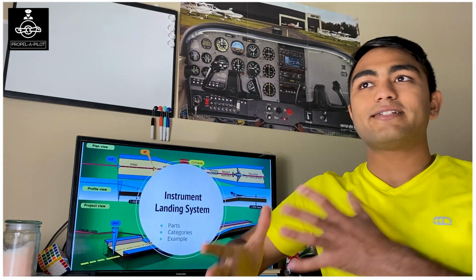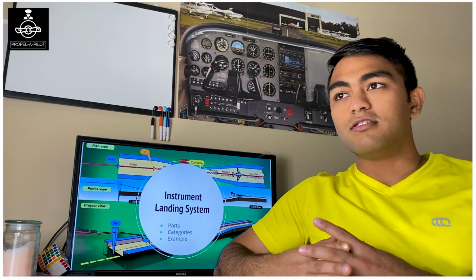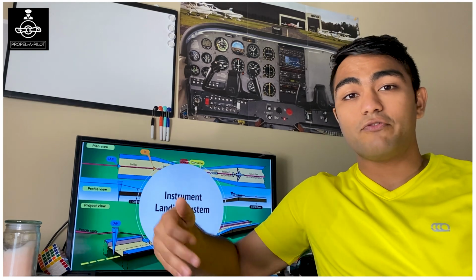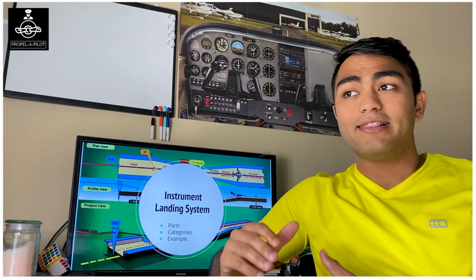Now you have a basic idea of what the instrument landing system is. What are the components? What are the guidance equipment? How do we use these guidance equipment? Now let's take an example of an ILS approach, or multiple examples of an ILS approach, and then we will determine how to actually read the approach plate and how to fly an ILS approach.